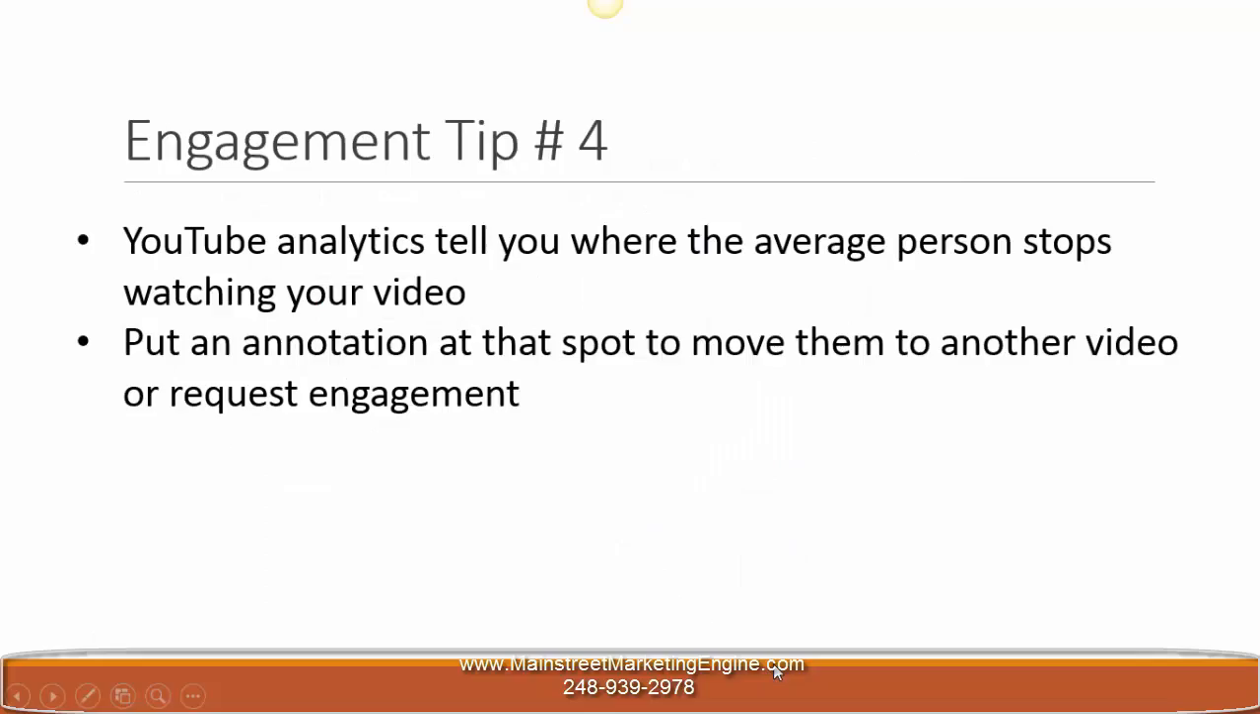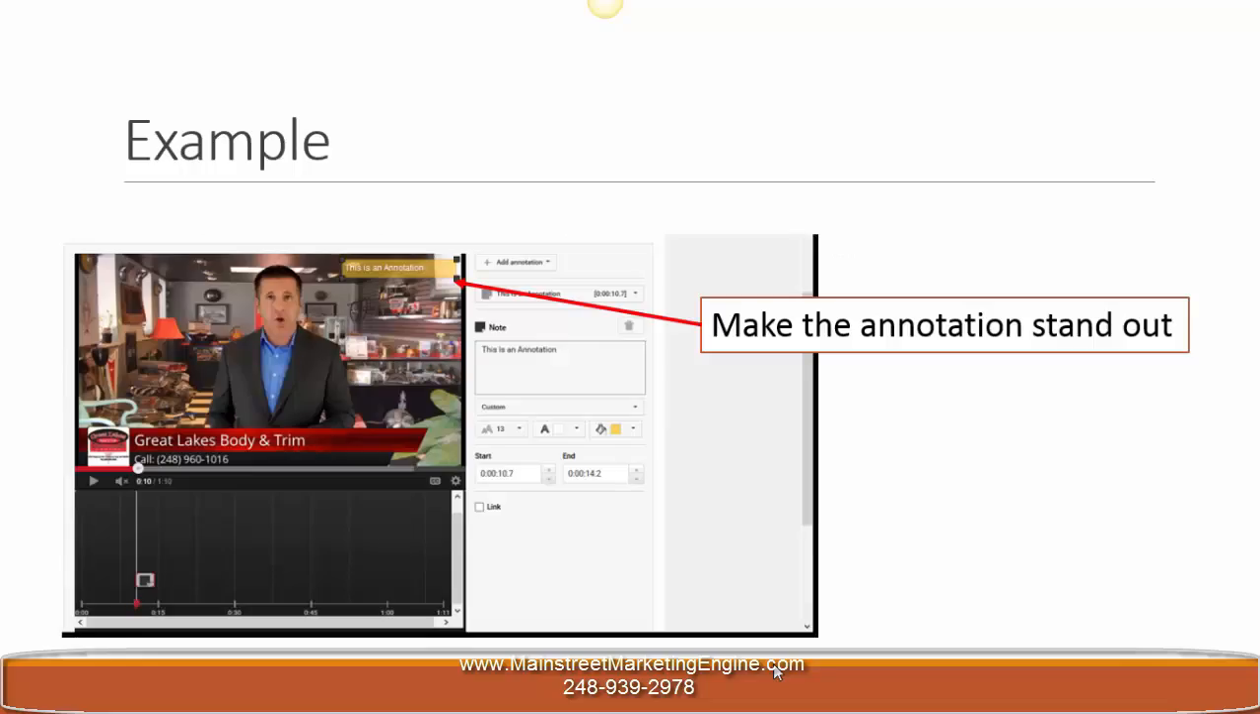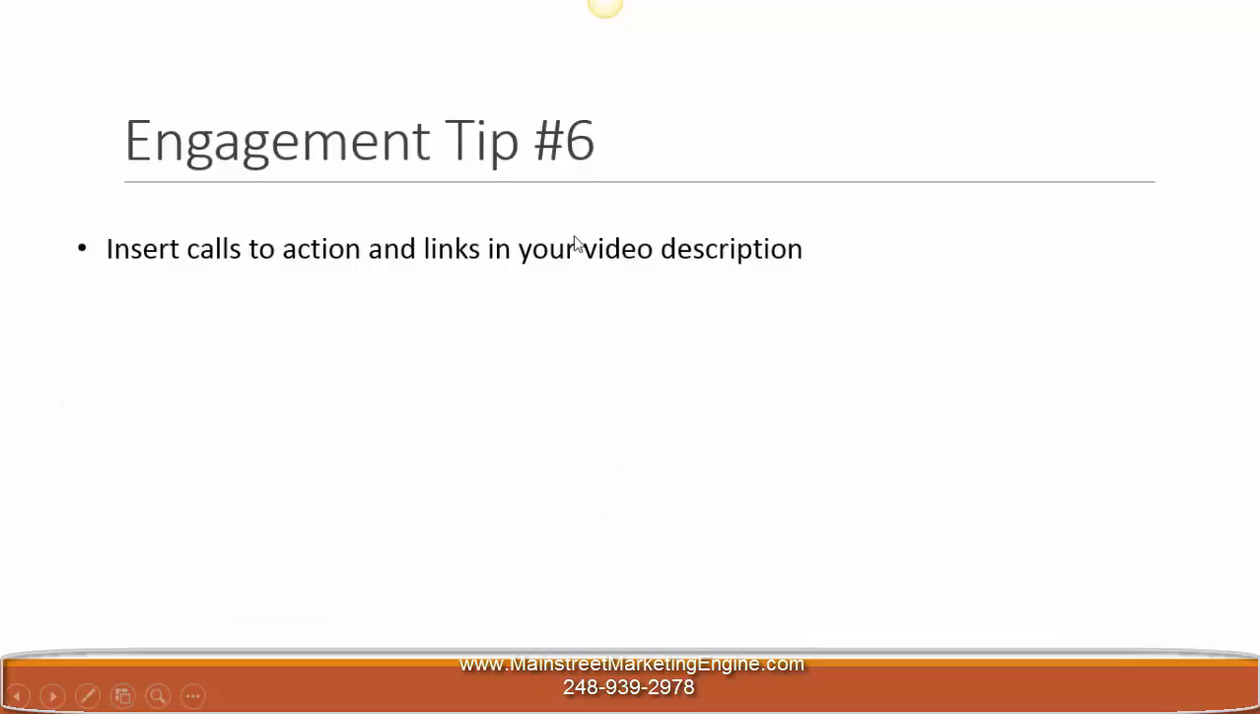So engagement tip number four is that your YouTube analytics tell you where the average person stops watching your video. So you can actually see where a person cuts out of your video. Maybe it's something you said at that point in time, or maybe something you didn't say. The way to get around that is to put an annotation right at that spot to move them to another video or request more engagement. Design tip number five is to make the annotation stand out from the page. So something like this: make the color brighter, in contrast to the rest of the background, right?